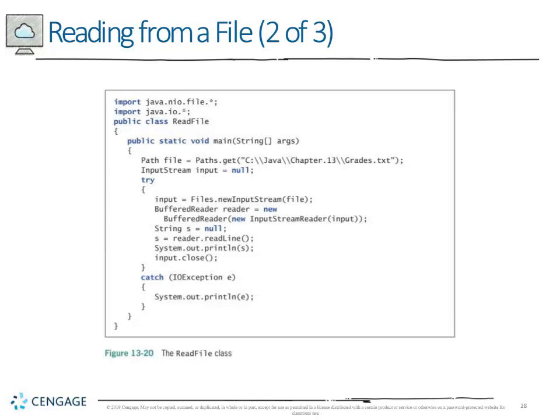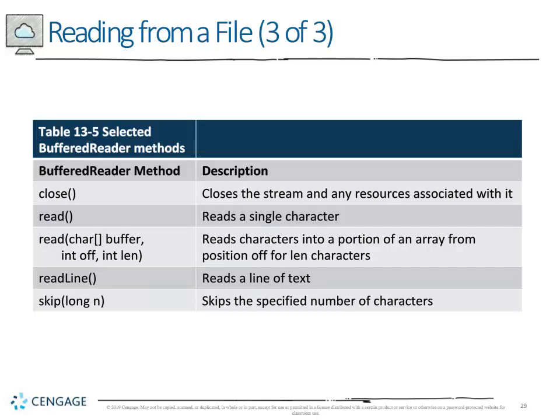If you want to read and display multiple lines from the file, we should use a loop, like a while loop, to read each line until the end of the file. The condition for the while loop can be: while reader.readLine returns not equal to null, the loop continues, otherwise it stops. When you use the BufferedReader class, you must import the java.io package into the program.